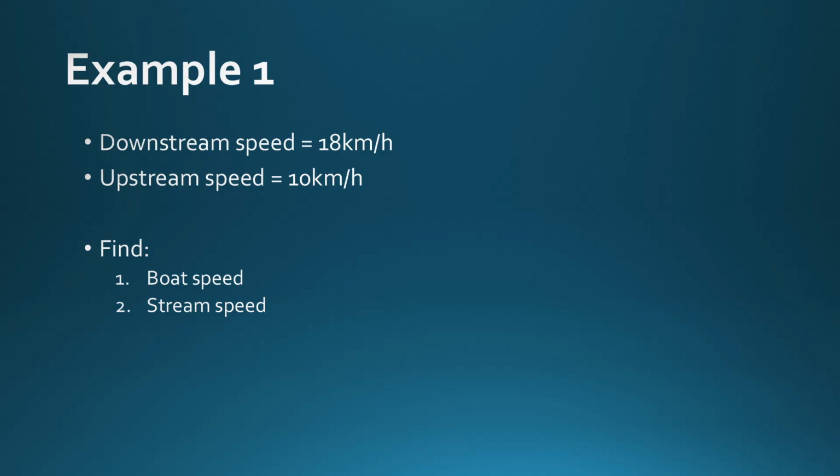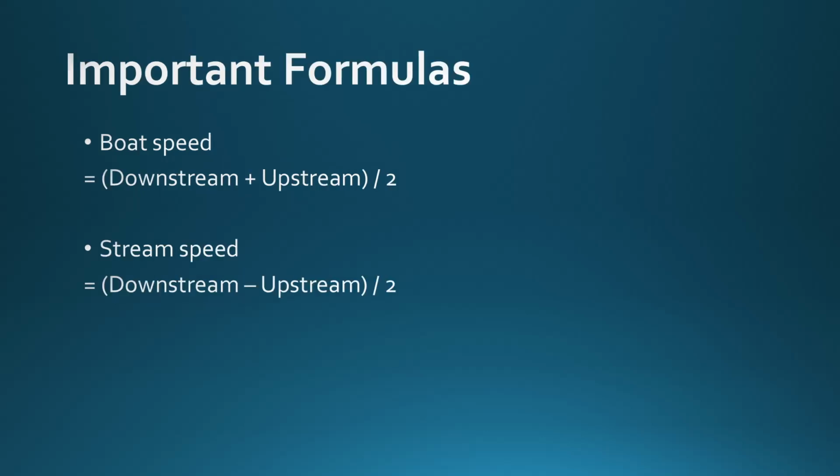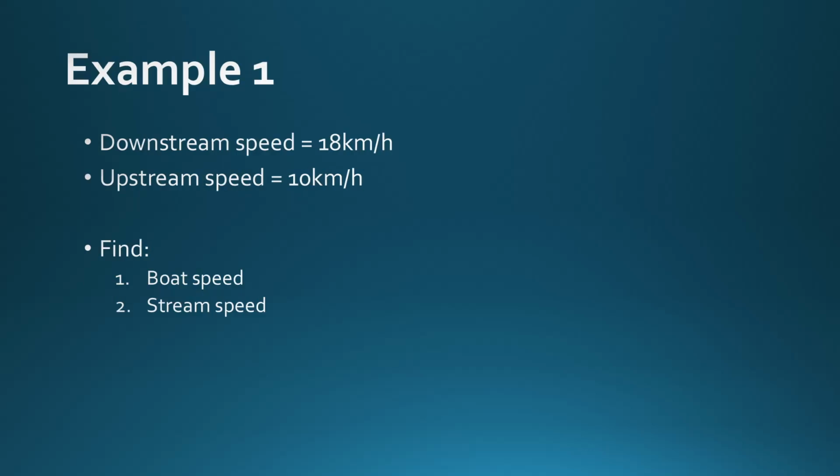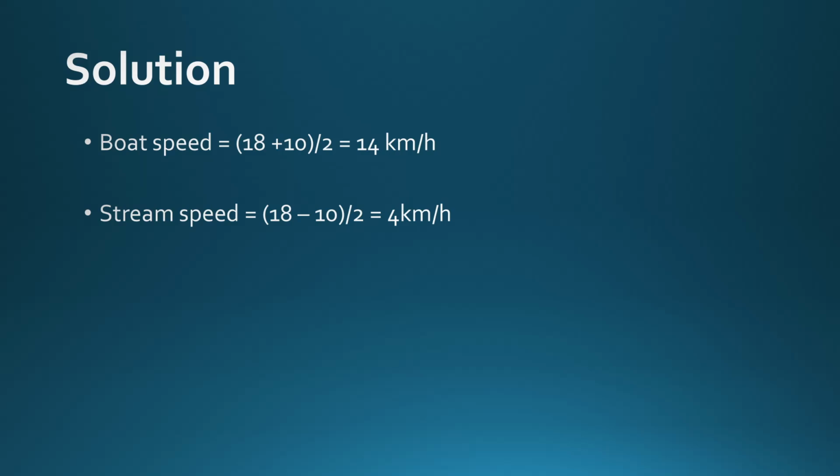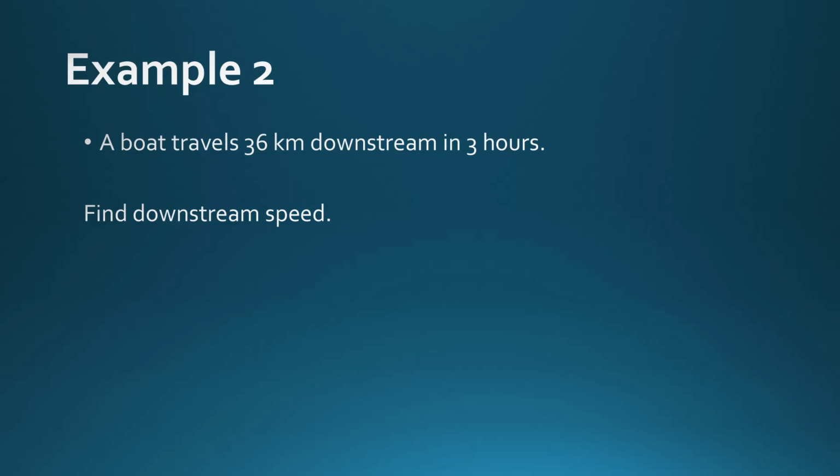Now let's solve a simple question. Downstream speed equals 18 km per hour and upstream speed equals 10 km per hour. Find boat speed and stream speed. As seen in the formula in this slide, our boat speed will become (downstream speed plus upstream speed) divided by 2. So (18 plus 10) divided by 2 equals 14 km per hour. Now stream speed equals (downstream minus upstream) divided by 2. So (18 minus 10) divided by 2 equals 4 km per hour. Notice how quickly we solved it using formulas. No long calculations needed.